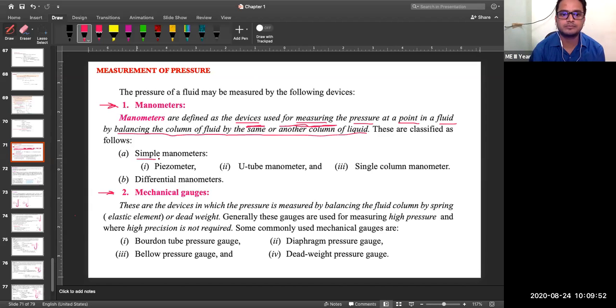Simple manometer and differential manometer. We will see the example, we will see the figure also, then it will be more clear. In simple manometer, you will see piezometer, U-tube manometer and single column manometer. Among these three, most commonly asked questions are from U-tube manometer in your university as well as your competitive examinations also. So this U-tube manometer is very important topic for your university examination.